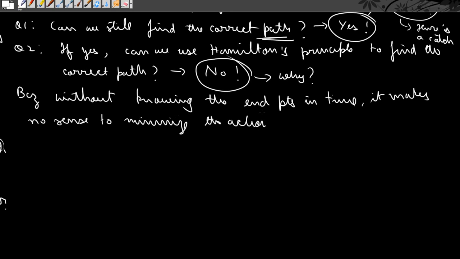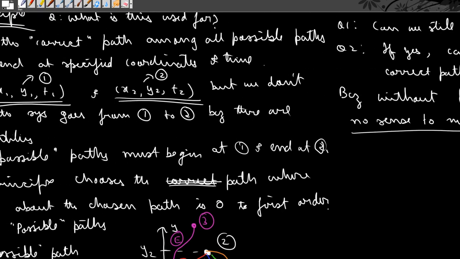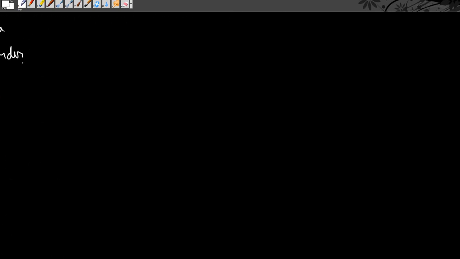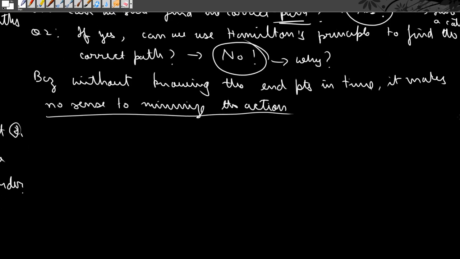I'm going to explain this statement with an illustration. So when I say that it makes no sense to minimize the action, in a sense it is the same as saying that it makes no sense to compare path E with path A, B, C and D. Because here we are considering different endpoints in time, but in our case we do not know what the endpoints in time are. Therefore the endpoint in time can be anything.